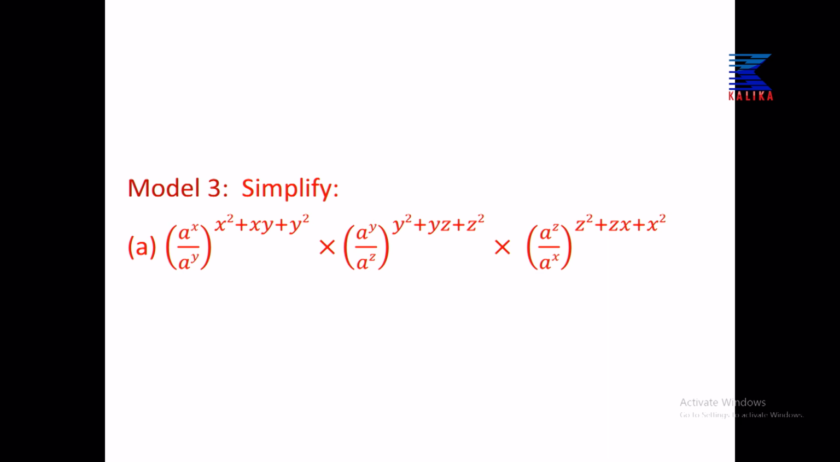So a to the power x over a to the power y whole to the power x square plus xy plus y square, a to the power y over a to the power z whole to the power y square plus yz plus z square, a to the power z over a to the power x whole to the power z square plus zx plus x square.